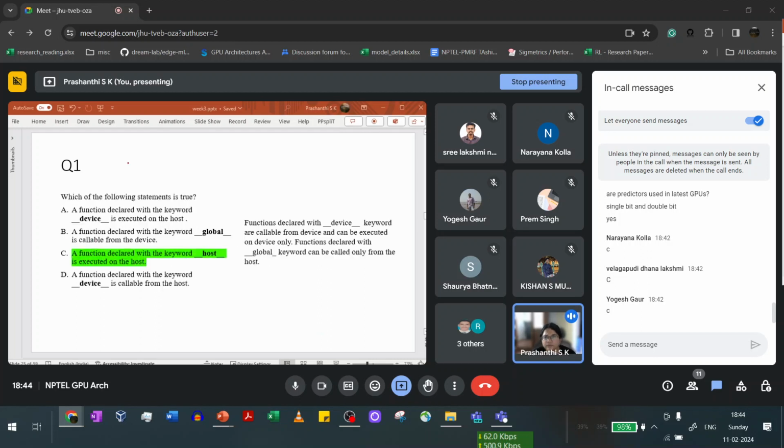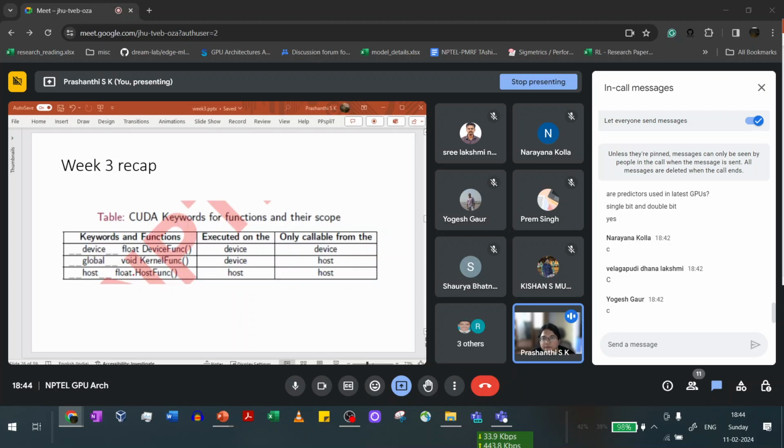It is C. So why not A, B, and D? Let's do a quick recap. These are your keywords: device, global, and host. And there are two aspects here: where can you call such a function from, and where is it executed. If it has the keyword device, it is only callable from the device and it can be executed only on the device. If there is the keyword global, it's callable from the host, executed on the device. If the keyword is host, then it's executed on the host, callable from the host.